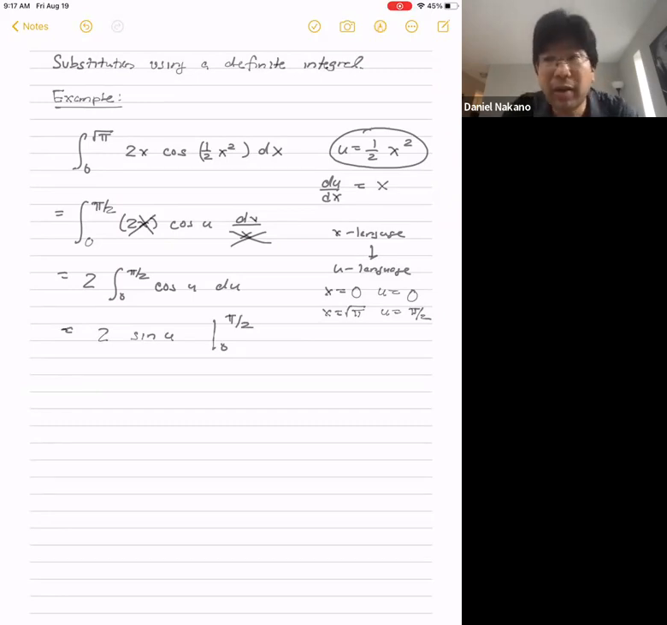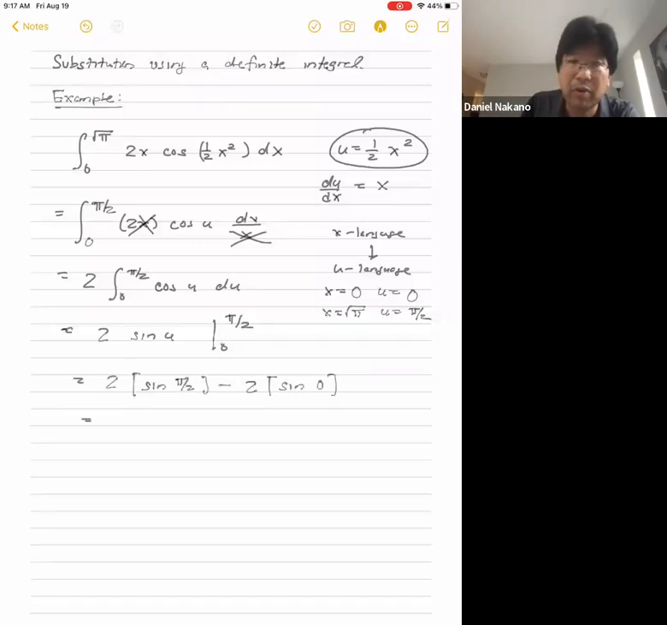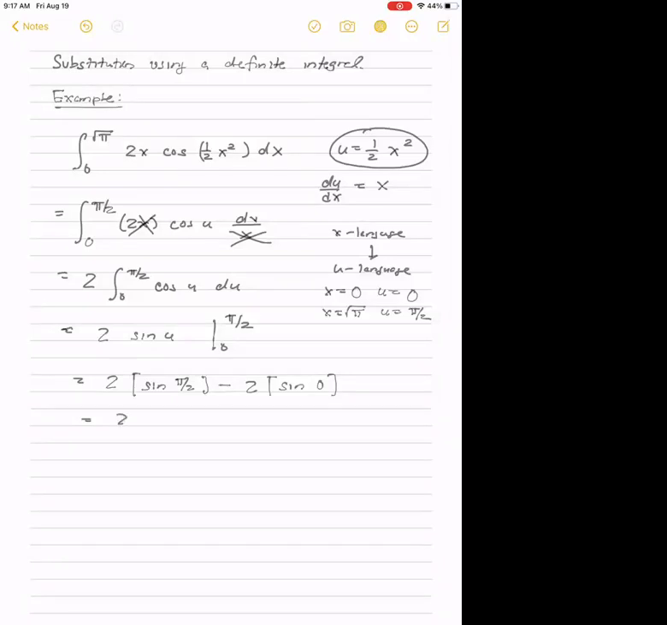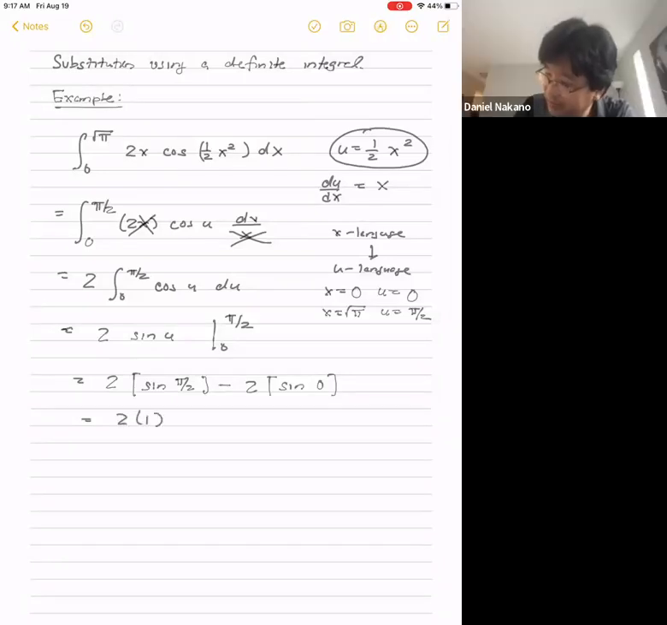Now I don't need to go back to x again. With the indefinite integral, I had to resubstitute x back in. But here, everything's already in the u language, so we could just forget about x. So that's 2 sine of pi over 2 minus 2 times sine of 0 using the fundamental theorem of calculus. What's the sine of pi over 2? 1. Sine of 0 is 0. So our answer is just 2.